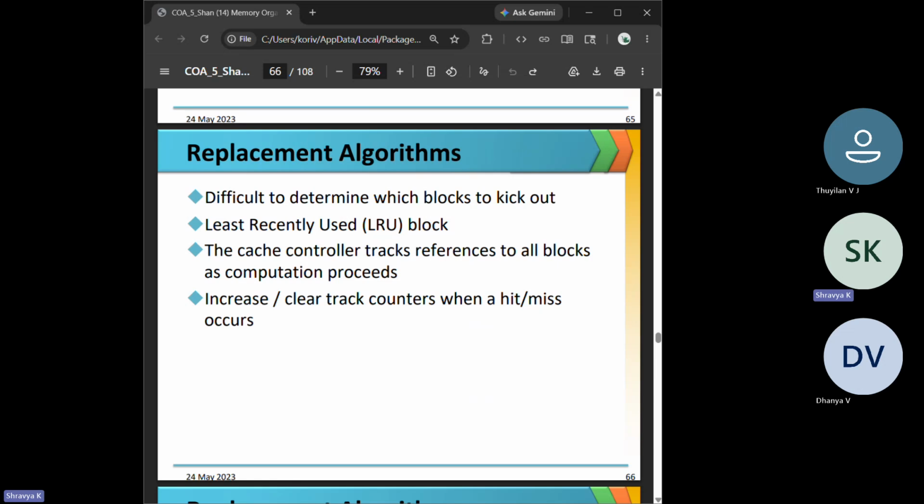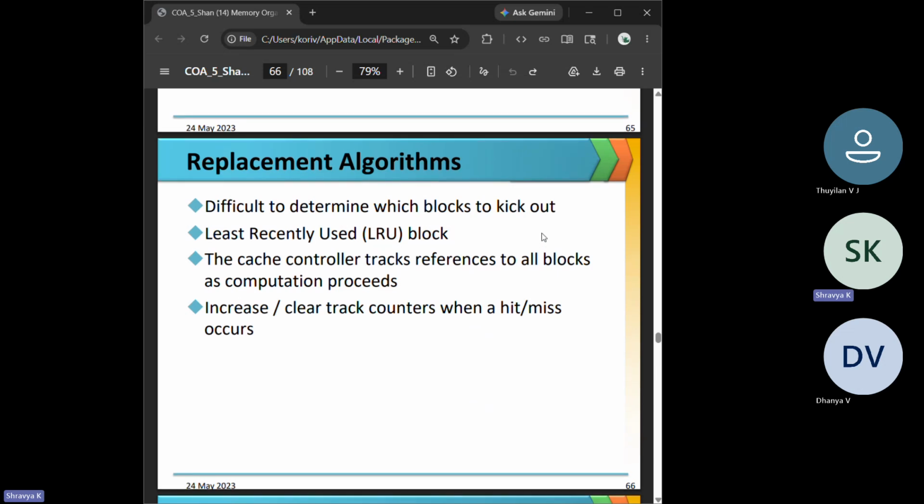So if you look at the mappings you've seen before, associative mapping and set associative mapping, there may be cases where we need to replace or kick out some blocks, right? We won't have that problem in direct mapping. We will have replacement in direct mapping, but we won't have a problem in figuring out which block to kick out, because a certain slot in the cache can be mapped only to certain blocks in the main memory.